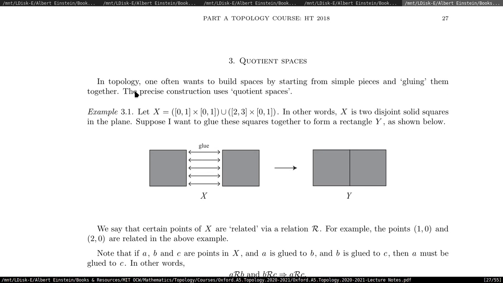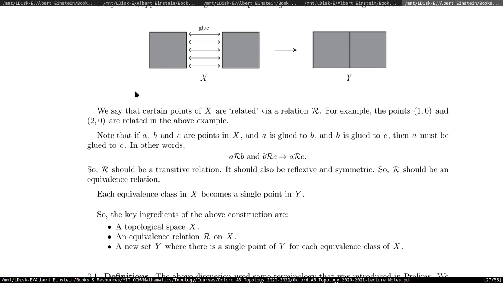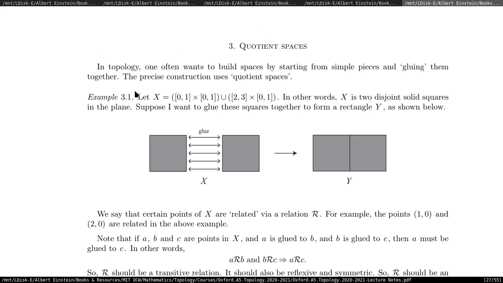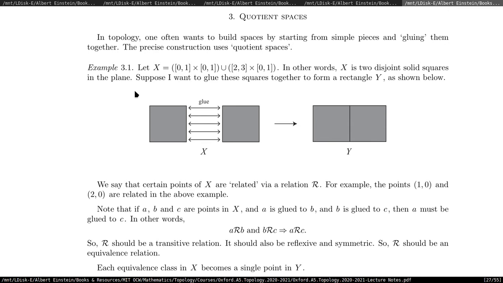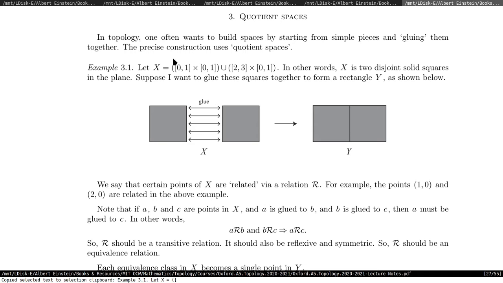So quotient spaces. We saw product spaces, right? So something analogous is the quotient topology, the quotient space. And the thing that should come to mind when doing quotient spaces is a way of gluing things geometrically. So through the notes that I'm going through, we have an example of X as a union of two Cartesian products of intervals. You have the unit interval times itself, and you have the interval from 2 to 3 times the unit interval.